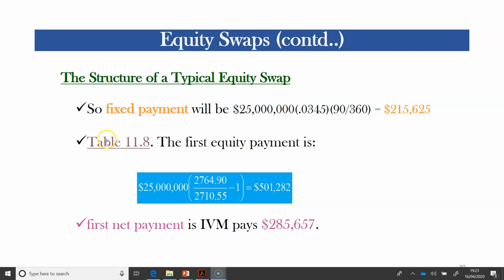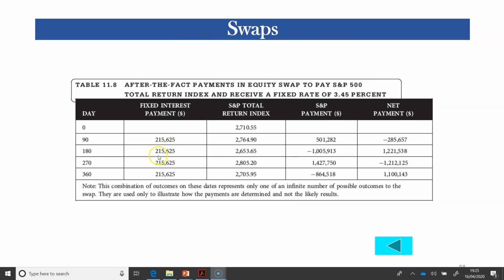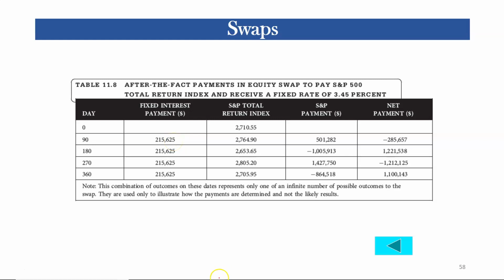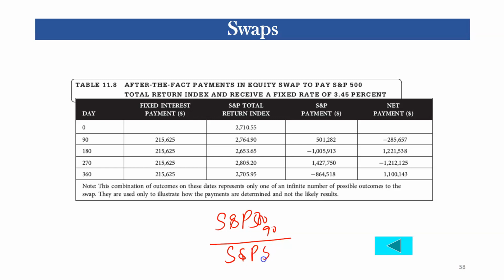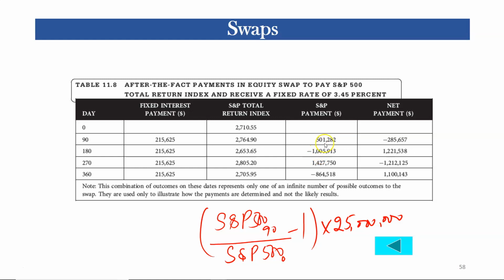Let's have a look at it. We know the fixed payments on the swap for the swap period, that is every 90 days, $215,625. The equity payments on the swap are calculated as the S&P 500 index value at day 90 divided by the S&P 500 index value at the start of the period minus 1. This gives us the equity return in the swap. We multiply this by the notional principal of 25 million to get the respective equity payments in the swap.